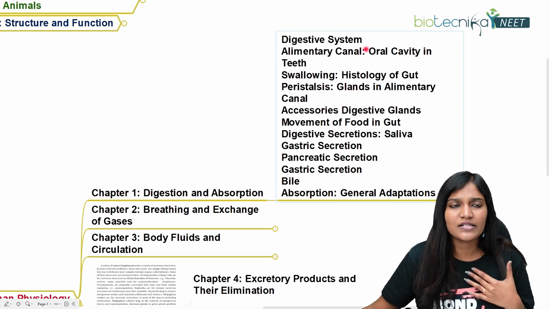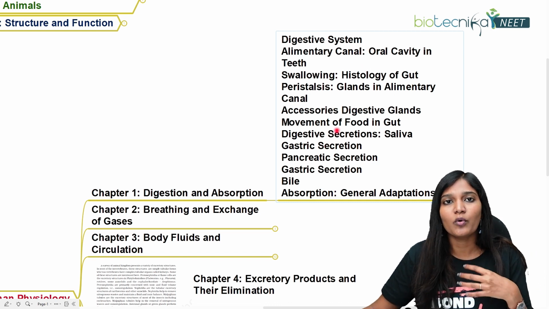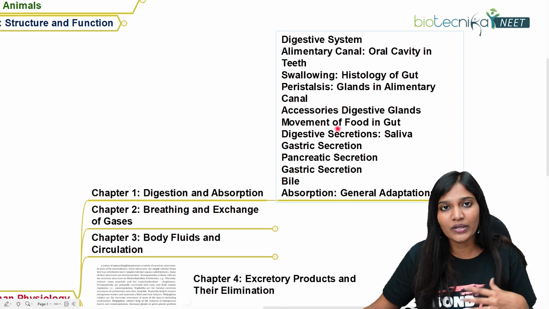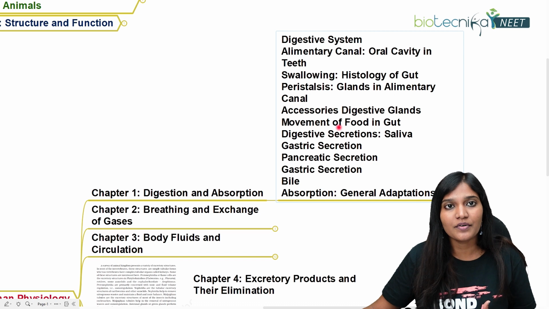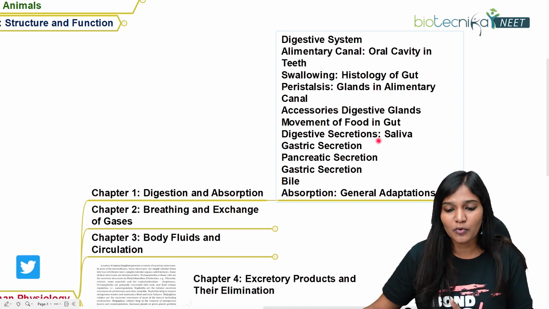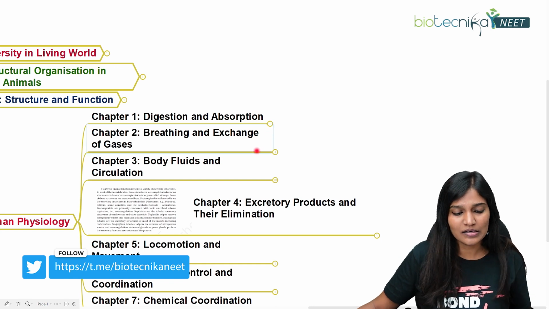So study what the digestive system is, and the dental formula is very important. Study about the secretions, the glands, and how digestion takes place in the small intestine, and then study about how it is absorbed in the blood and transported. And finally, disorders are not that important, but you can read them at the last moment.